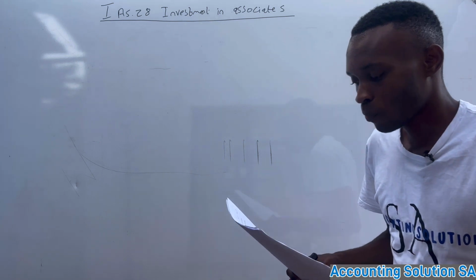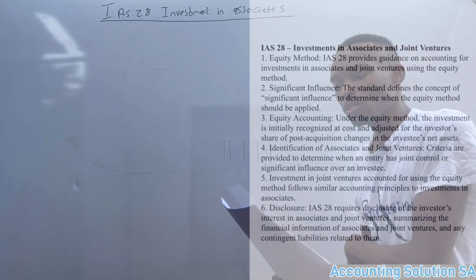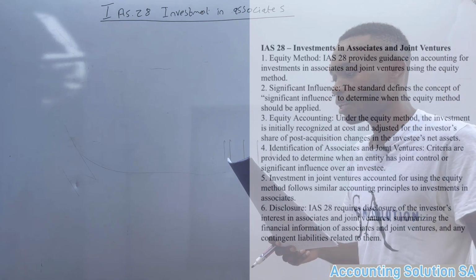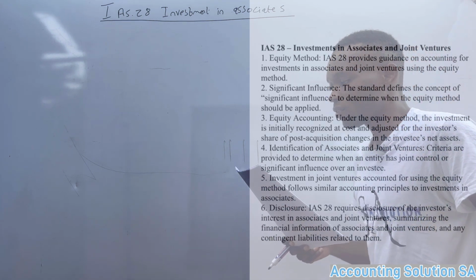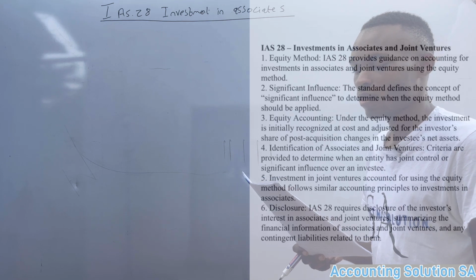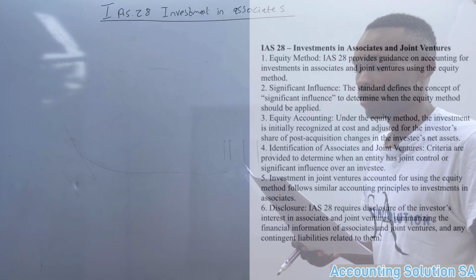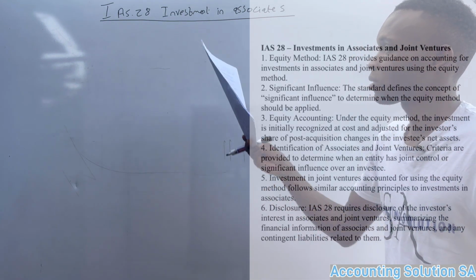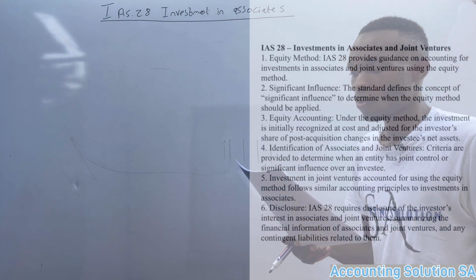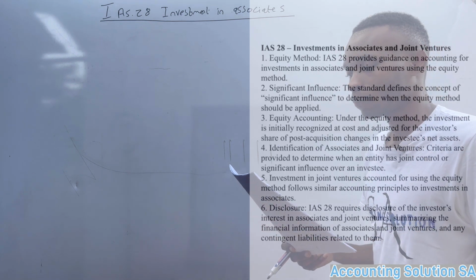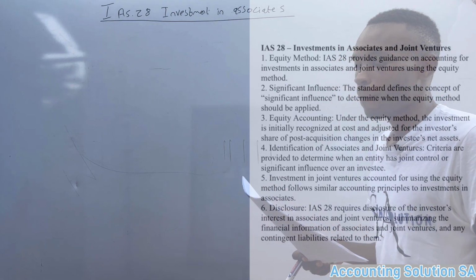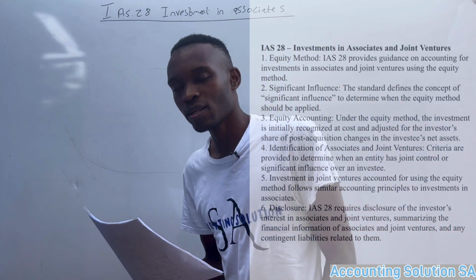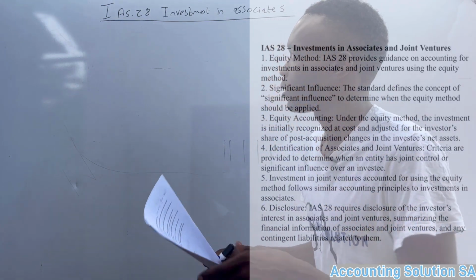Number one, the equity method. IAS 28 provides guidance on accounting for investment in associates and joint ventures using the equity method. So when we apply investment in associate, initially we need to recognize it using the equity method. Now let's discuss how we identify that this is an associate.